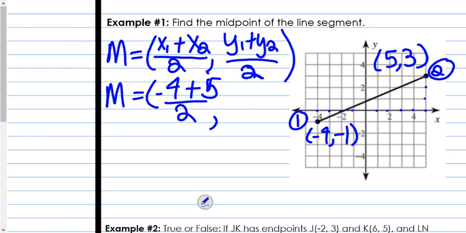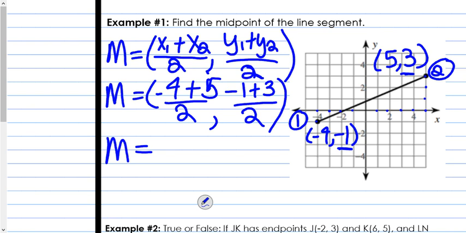Comma, and now we do my y-coordinates: my negative 1 plus my 3, divided by 2. Simply reducing, the midpoint is negative 4 plus 5 is 1, and then negative 1 plus 3 is 2, over 2. What does 2 over 2 reduce to? 2 over 2 reduces to 1. So it would be 1/2, 1. And that's my midpoint of the line segment shown.